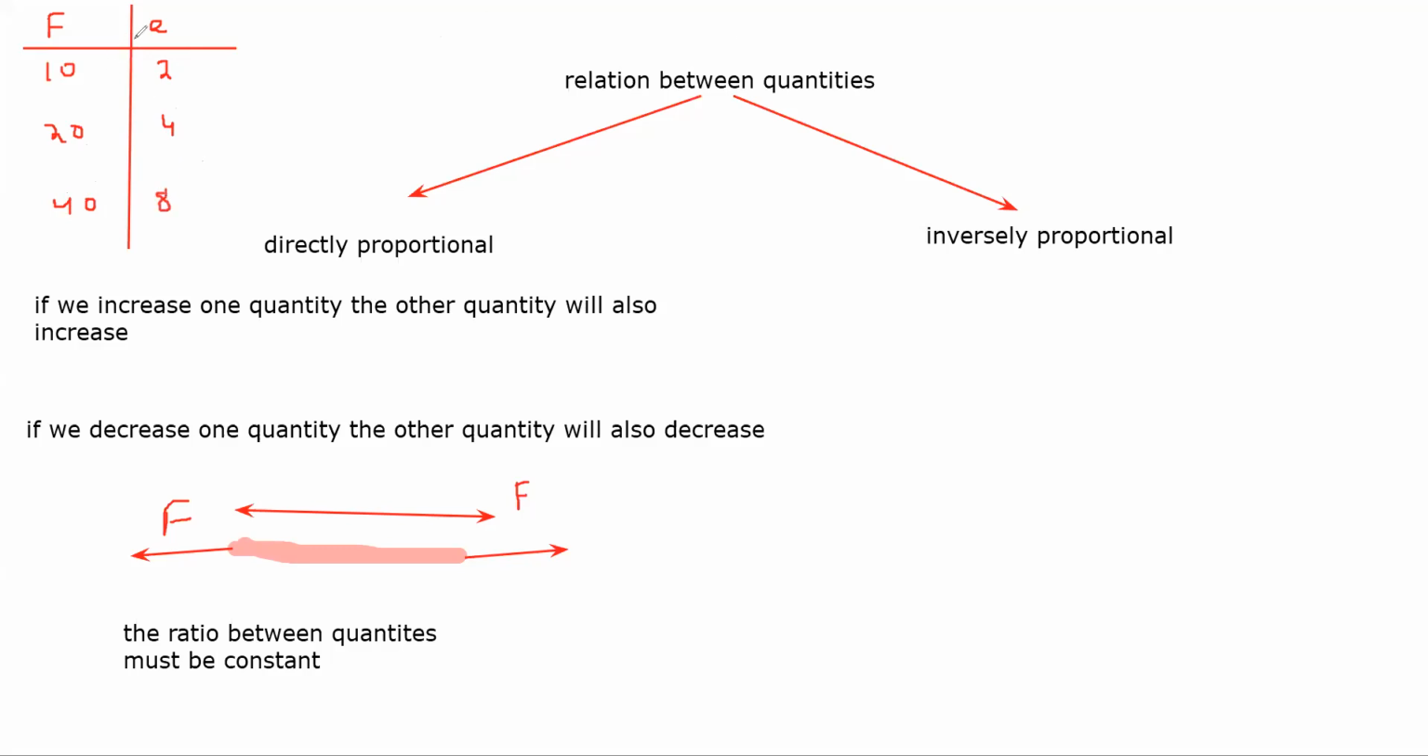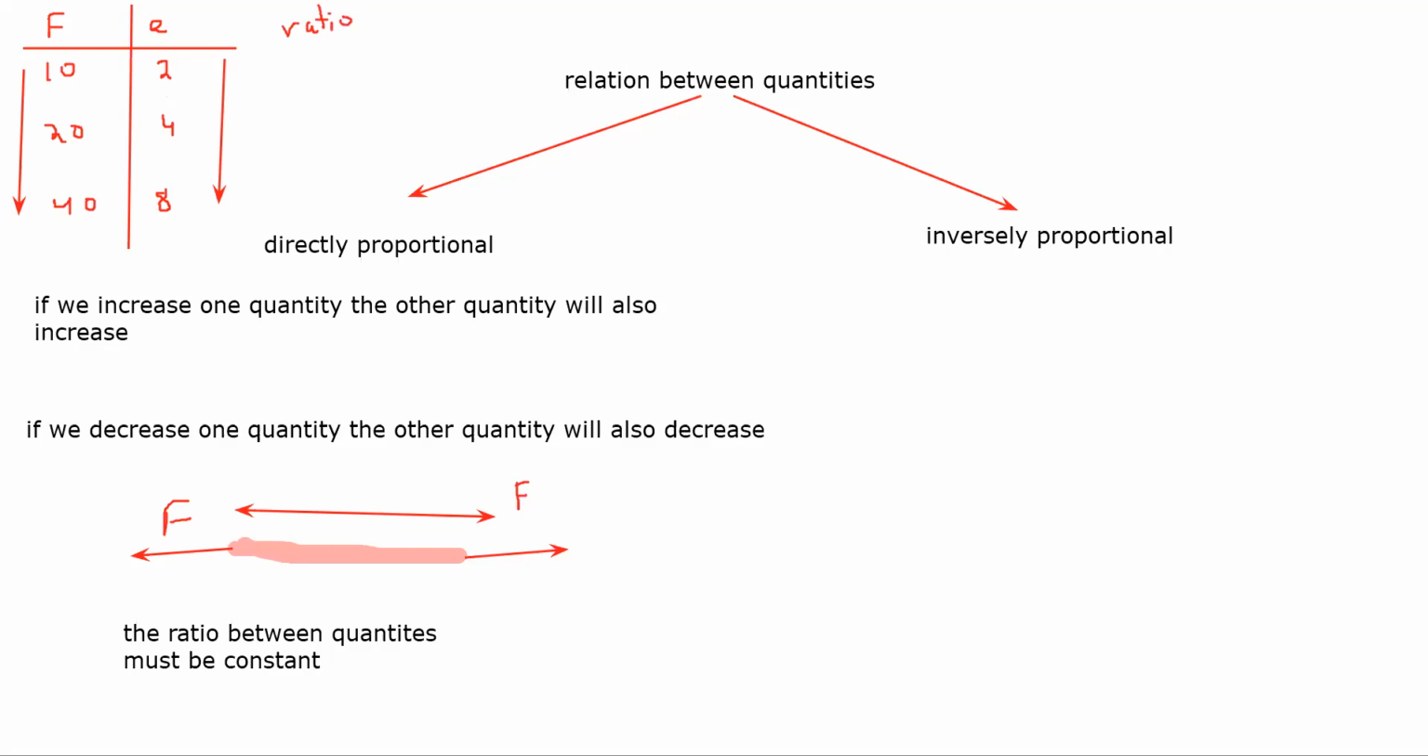Now, if a question is from this table, identify whether the two quantities are directly proportional. You can see here, when you're increasing the force, force is 10, 20 and 40, extension is also increasing. If you increase one quantity, other quantity is also increasing. But what is the criteria to be directly proportional? Whenever they're directly proportional, the ratio should be constant.